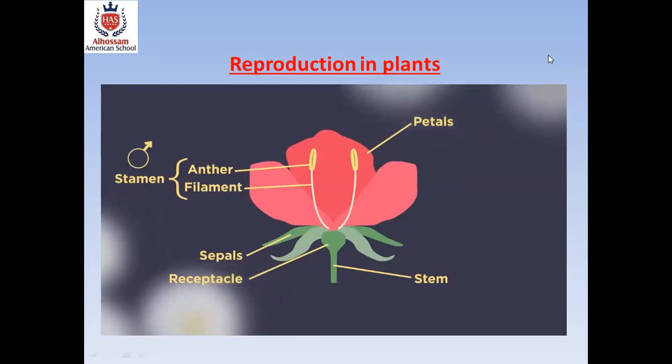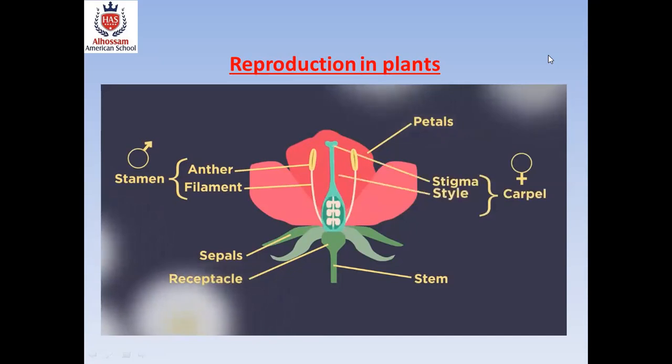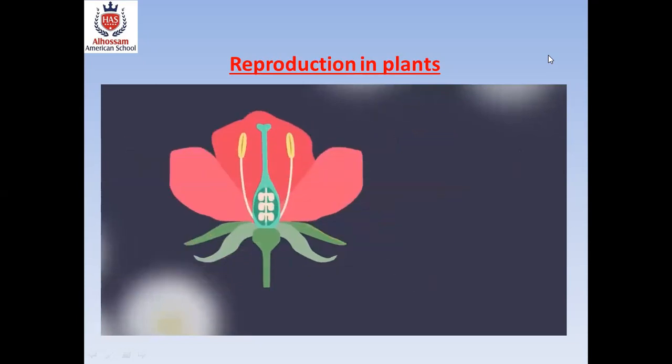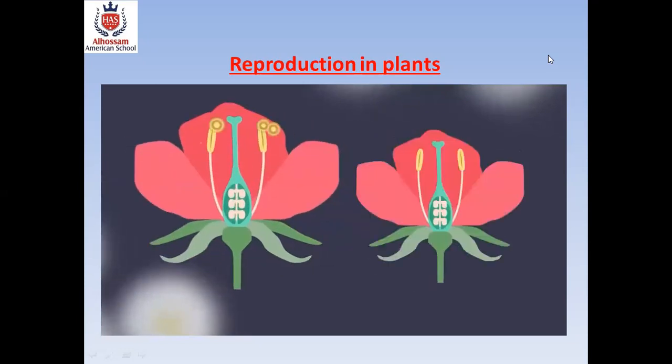The female part of the flower is called the carpel, and this consists of three parts: the stigma, a sticky landing pad for pollen, the style, where the pollen grain descends, and the ovary, where the female gametes or sex cells are located. Within the ovary, ovules produce female gametes. So how does pollination work? Pollination is the transfer of pollen from the male anther of one flower to the female stigma of another.